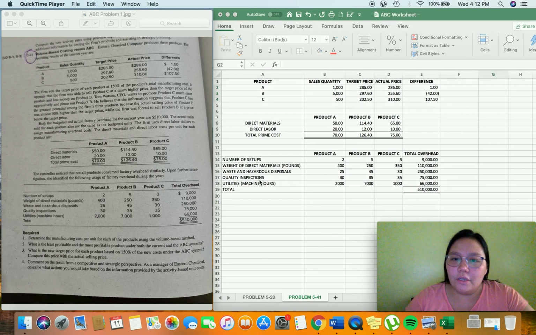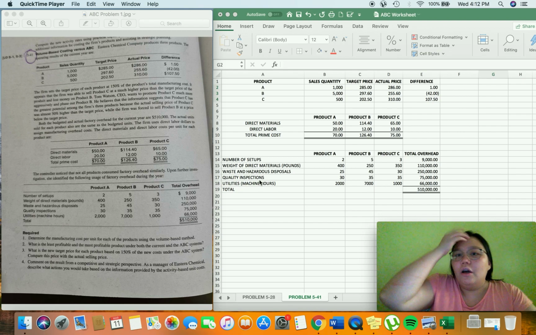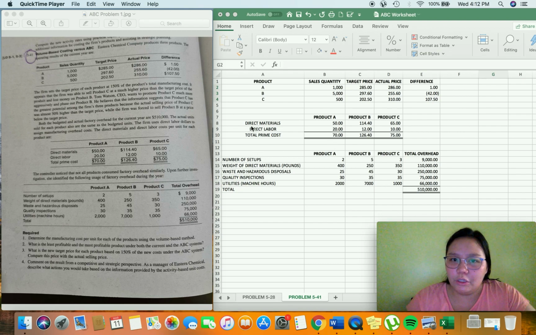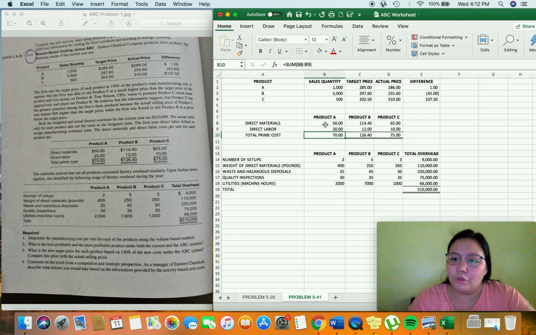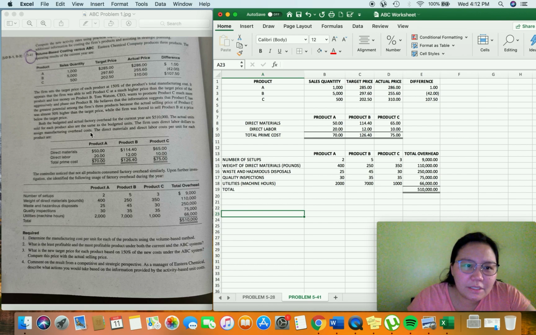As a manager of Eastern Chemical, describe what decisions you would take based on the information provided by the activity-based unit cost. Okay, so to determine the manufacturing cost per unit for each of the products using the volume-based or traditional costing method, we have to compute the overhead assigned to each product. As you can see, we are already given the prime cost, so the only thing missing here is the overhead cost. The problem stated that the firm uses direct labor dollars to assign manufacturing overhead cost.